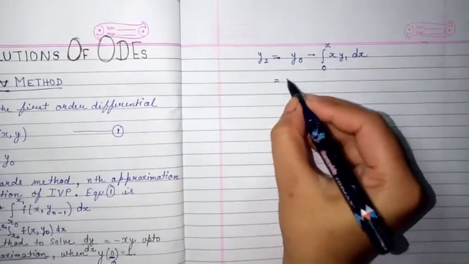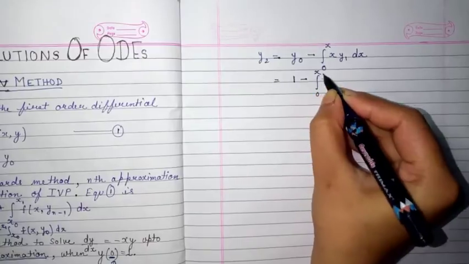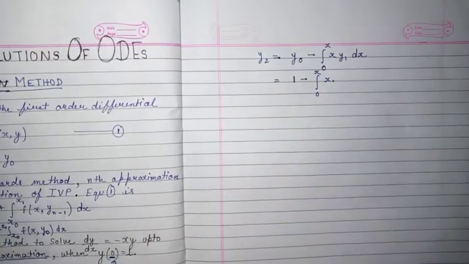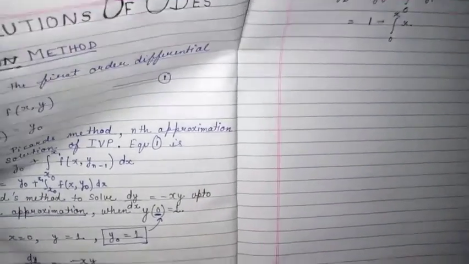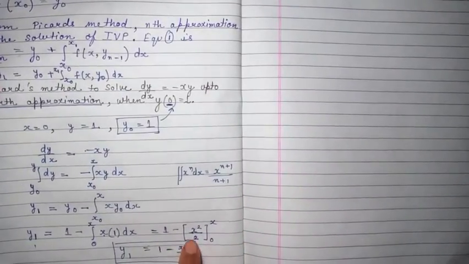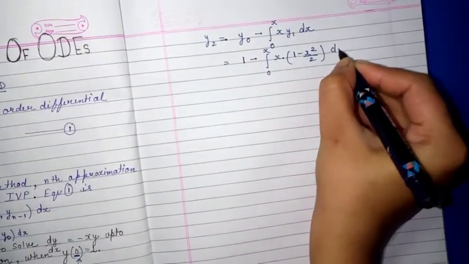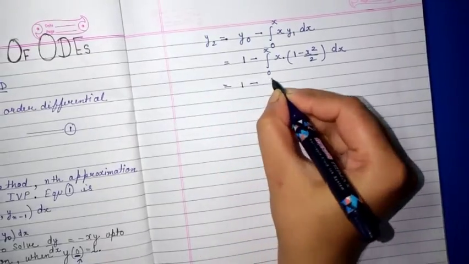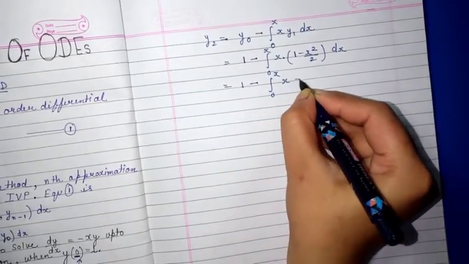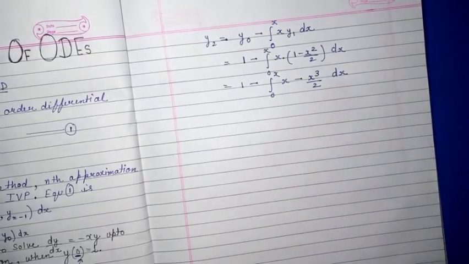So we know the value of y0 is 1, and y2 is 1 minus the integral from 0 to x of y1. Now we have already calculated the value of y1 is 1 minus x square by 2. So directly here I am substituting 1 minus x square by 2 dx. If you calculate this, we get x minus x cube by 2 dx, this is the equation.